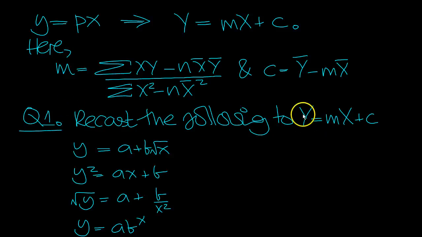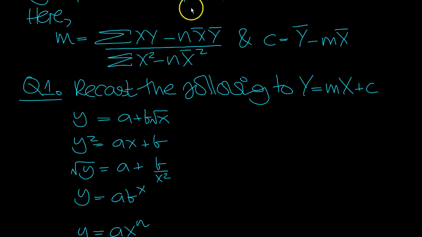Question 1. Recast the following to y equals mx plus c. I'll do these in simple examples, then I'll come back to example 2 in the notes, and we'll do that at the end. So recast these to, so here if we let this be y, I'll just overwrite it, equals mx plus c, isn't it?